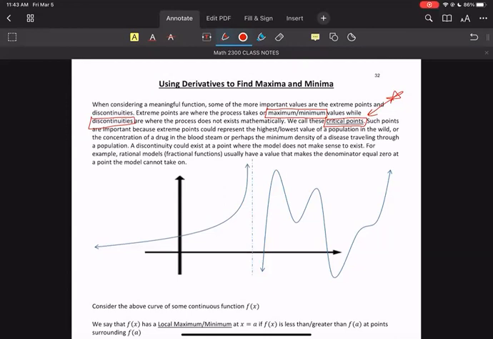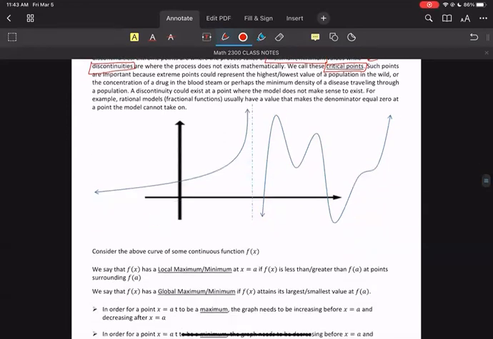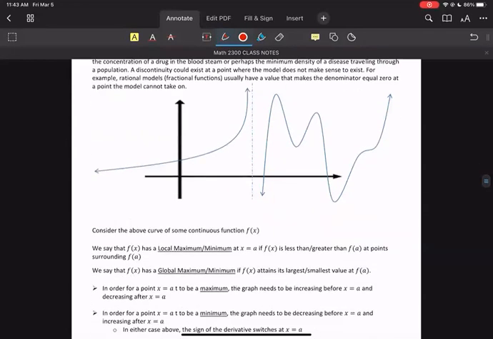So, okay, and again, think about your favorite function. I'm going to think about an animal population. So this is some animal population being graphed out. Maybe it's time on the x-axis, right? And the y-axis is like number of animals. Let's talk about maxes and mins.